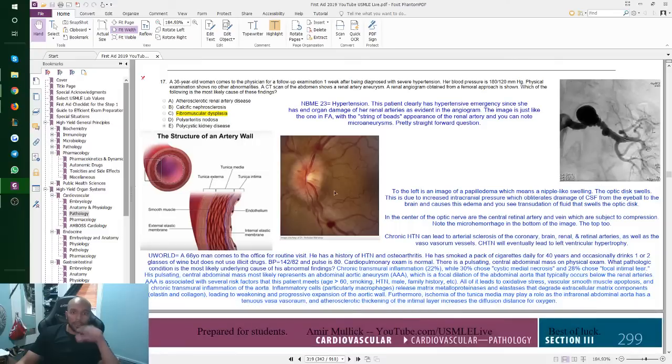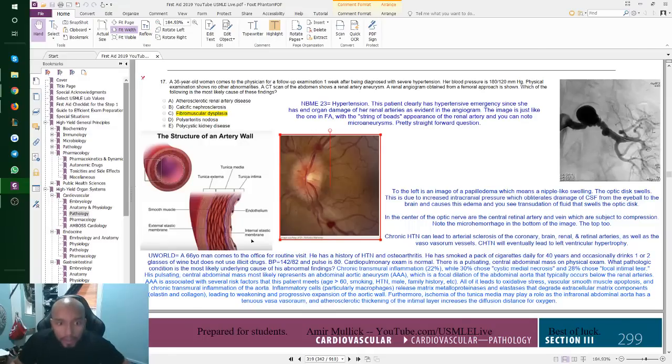And this here is showing you papilledema. This is what papilledema looks like. And this is just the structure of an arterial wall. So you have the tunica intima, which is the inner aspect, media, and tunica externa. Right, 3 different tunicas. And on the inside, you also have endothelium. And there's 2 muscular layers. There's the internal elastic membrane, and there's an external elastic membrane. And in between is where you have your tunica media.